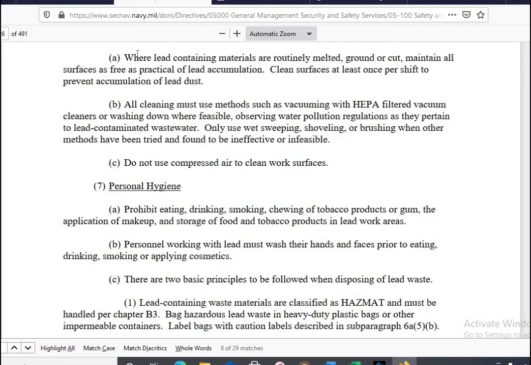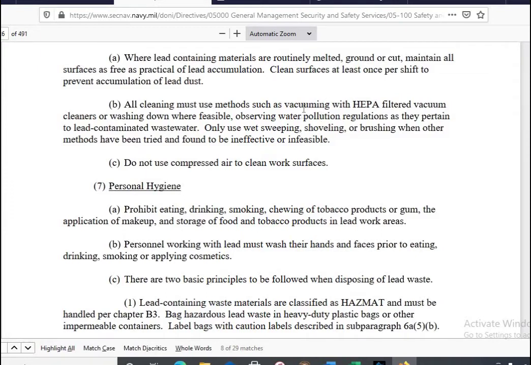Let's see. So make sure places are as clean as possible for lead. Busy day at work. Of lead accumulation. So try not to let lead accumulate.